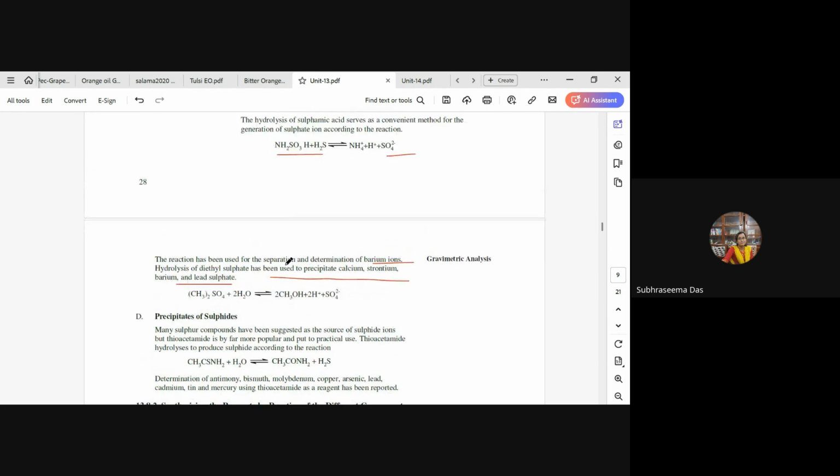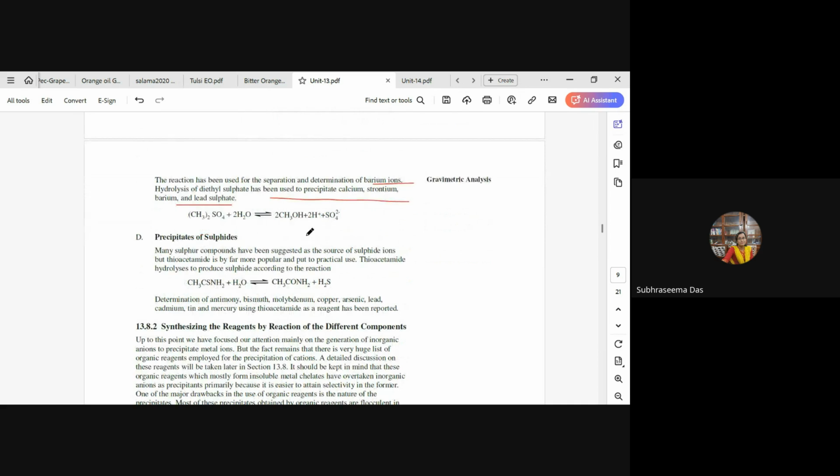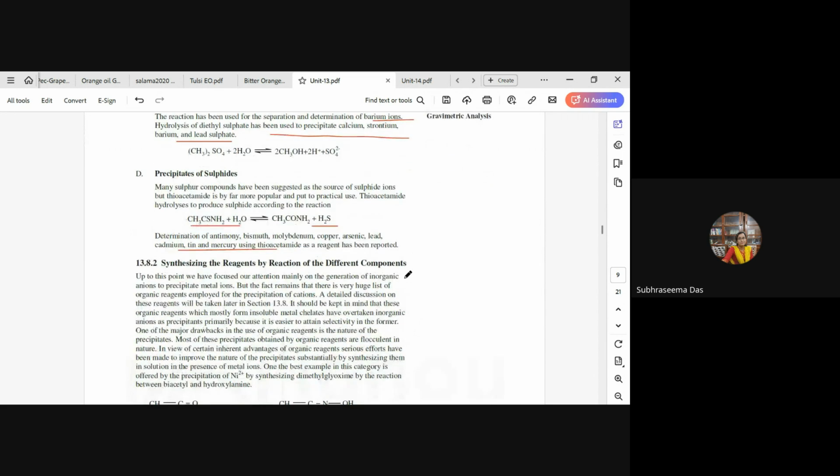Then coming to precipitates of sulfides. Many sulfur containing compounds undergo hydrolysis to form sulfide ions, but thioacetamide, that is CH3CSNH2, is more popular and undergoes hydrolysis to form the sulfide ions here. And the detection of antimony, bismuth, molybdenum, copper, arsenic, lead, cadmium, tin, and mercury has been performed by this method. So this is how the precipitates are formed and they can be quantified.